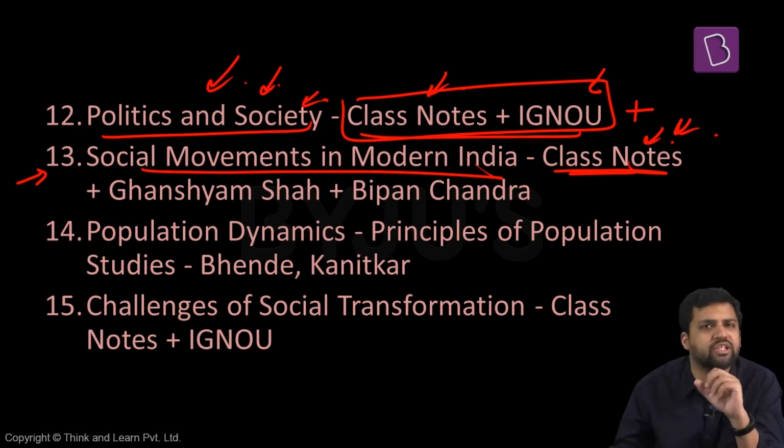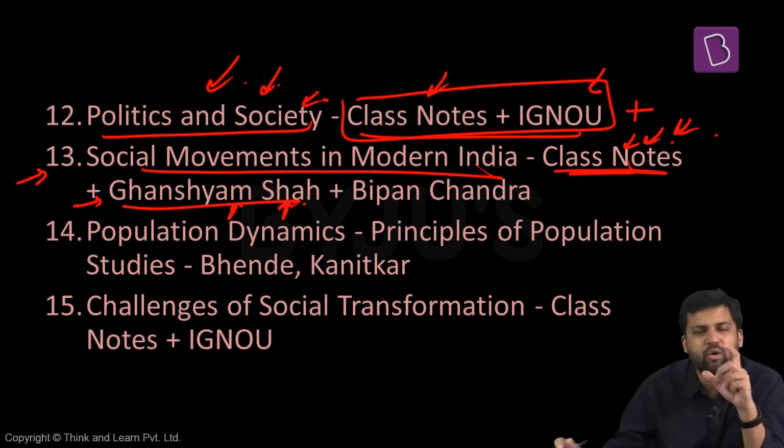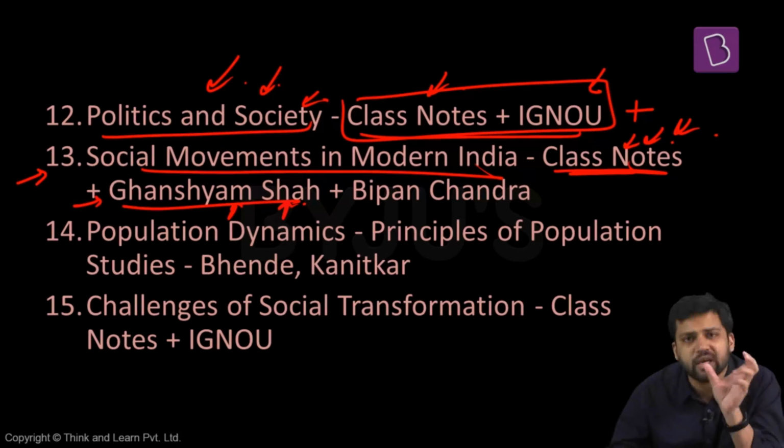Peasant and farmer movement, women movement, backward classes movement, Dalit movement, ethnicity identity movements, all these movements will be there. One book you can refer to is Social Movements by Ghanshyam Shah. This is available online. The PDF is there online. So if you just search Social Movements, Ghanshyam Shah, you will get hold of it.